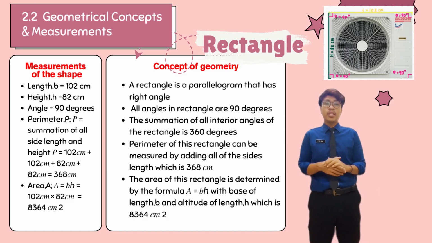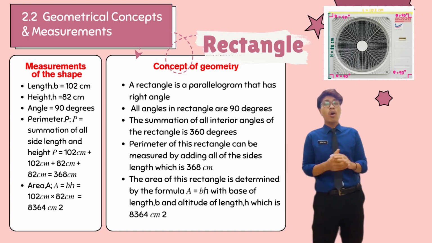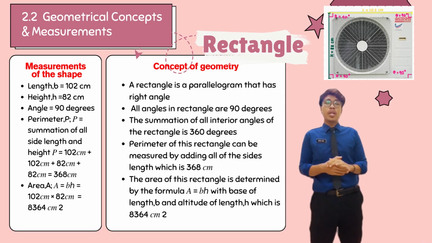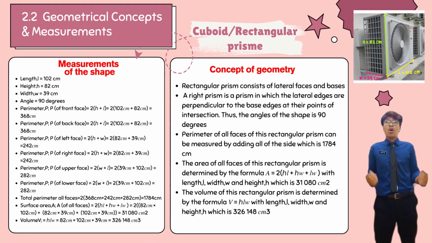Perimeter of this rectangle can be measured by summation of all sides in this rectangle, which is 368 cm. The area of this rectangle can be determined by multiplying the base and height of this rectangle, which is 8,364 cm square.